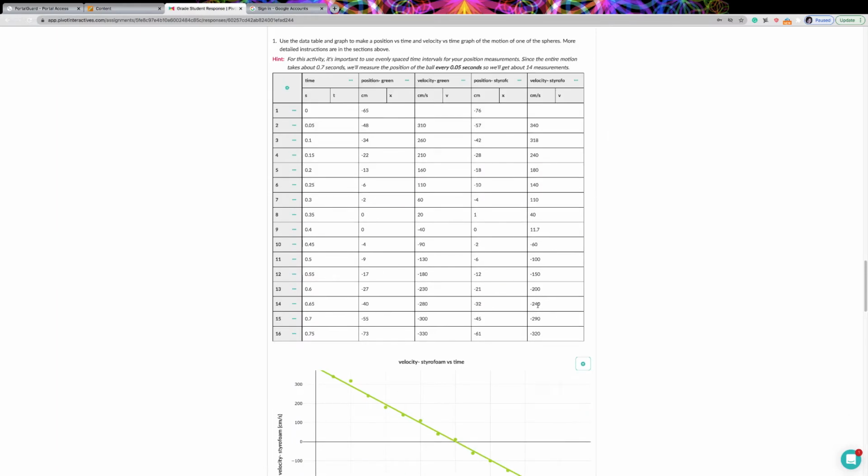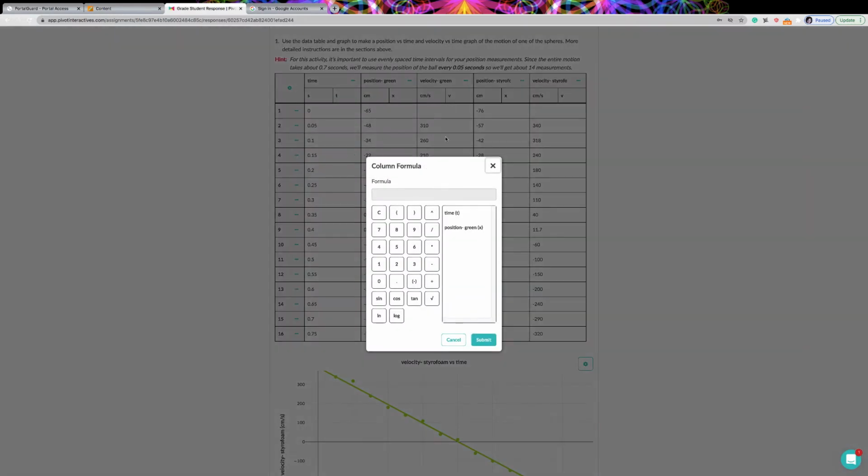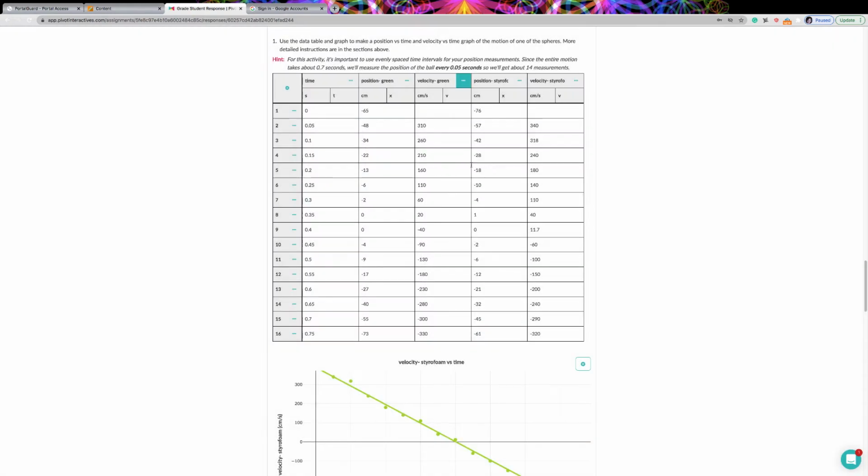Remember that you needed to plot the position, and then you needed to plot the velocity. To do the velocity, you just say position divided by time in a formula. So it would look something like this. You would just say position / time and submit it, and then it just fills that column out for you. So you can have the data done for you, and it's easy to do it for a couple of different objects.